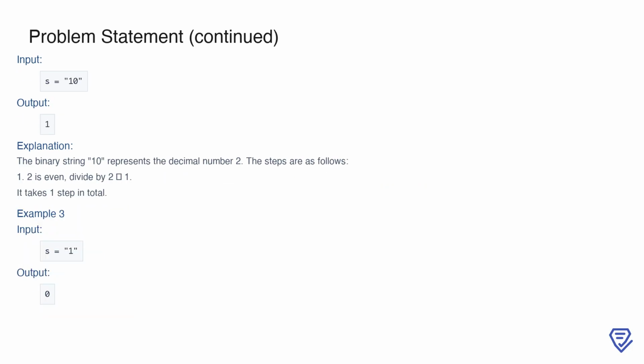Now consider a simpler example. If the input binary string is 10, which represents the decimal number 2, the steps are straightforward. Since 2 is even, we divide it by 2 to get 1. This takes just one step, so the output is 1. For another example, if the input is 1, which already represents the number 1, no steps are needed. The number is already in the desired state, so the output is 0.